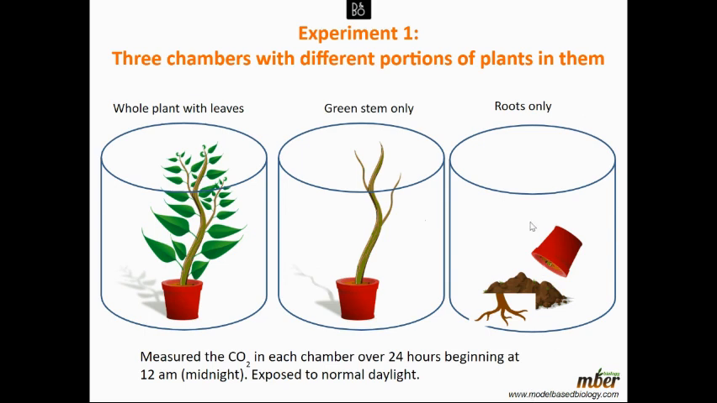What they did was measure the carbon dioxide in each of these circular chambers over 24 hours, so day and night, beginning at midnight, and exposed them to a normal amount of daylight.